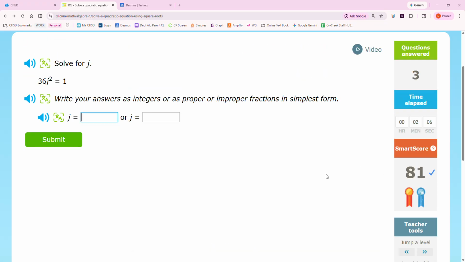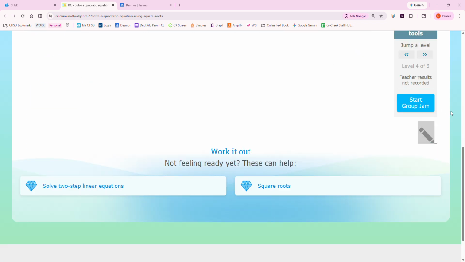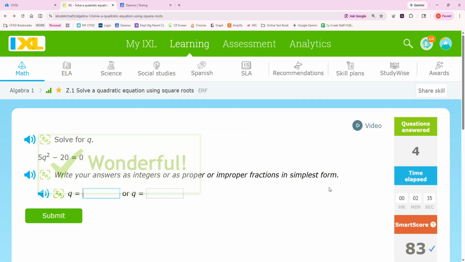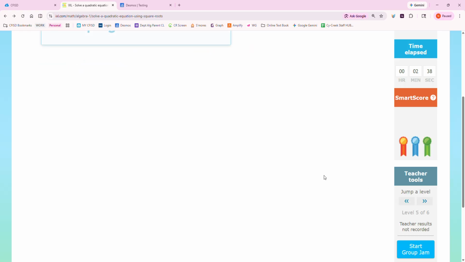Here you would just divide by 36. That would give you, well, let me write on, nope, I have it selected. So I don't have to move anything. I'm just going to divide by the coefficient of 36. So that's j squared equals 1 over 36. That's going to be plus or minus 1/6 because 36 is the perfect square of 6. So this would be minus 1 over 6 and positive 1 over 6. All right, I'm going to jump it up one more level.